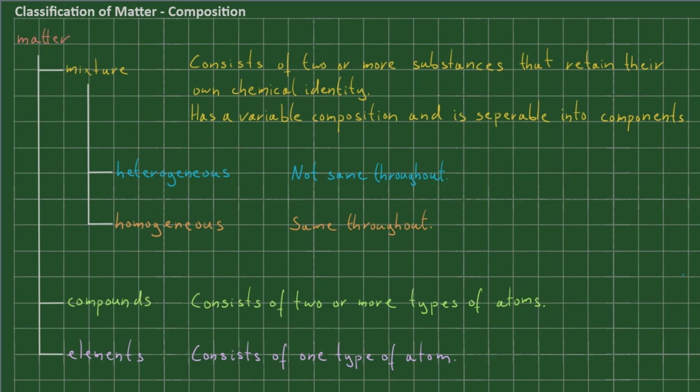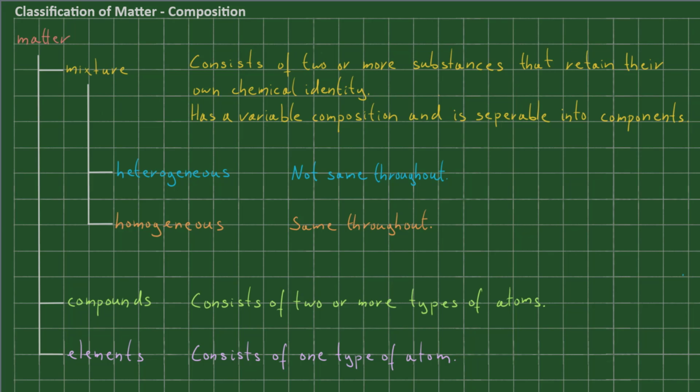And this time, starting from the bottom, we could say that we have elements which consist of only one type of atom. For example, iron, gold, sulfur, iodine. We have compounds that consist of 2 or more types of atoms. So water, sugar, salt, mercury iodide, and so on. And then we have mixtures.